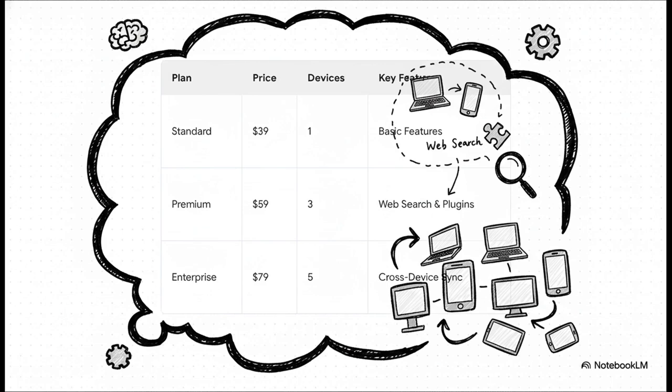And here's the breakdown of the plans. They're all one-time payments. It really just depends on the features you need and how many devices you use. That $59 premium plan seems to be the sweet spot for most people. It unlocks things like web search and plugins on up to 3 of your devices. The enterprise tier adds cross-device sync, which is perfect if you're constantly jumping between a laptop and a desktop.